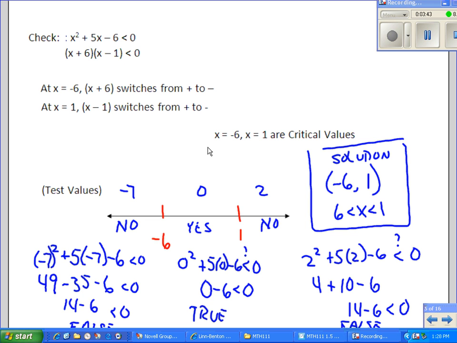And because we're actually looking for the values to be strictly less than 0, we don't want to include the actual critical values, the endpoints of the interval, the negative 6 and the 1, because at negative 6 and at 1, that makes the function actually equal 0, and we want to be strictly less than 0. So our solution is the interval from negative 6 to 1, not including the negative 6 and 1. Or you can read it as negative 6 is less than x is less than 1.